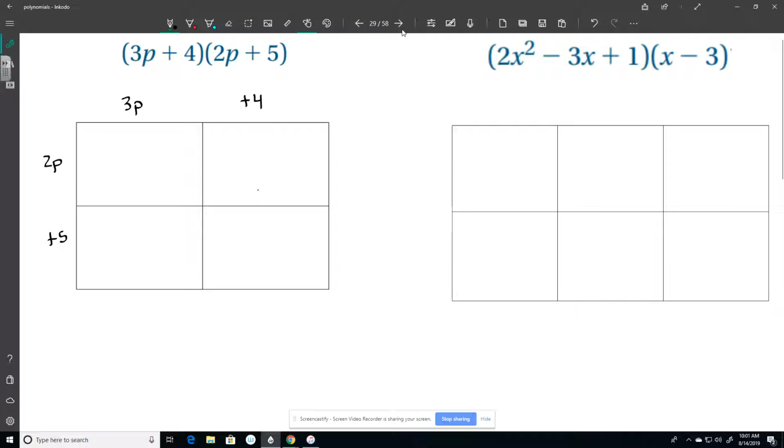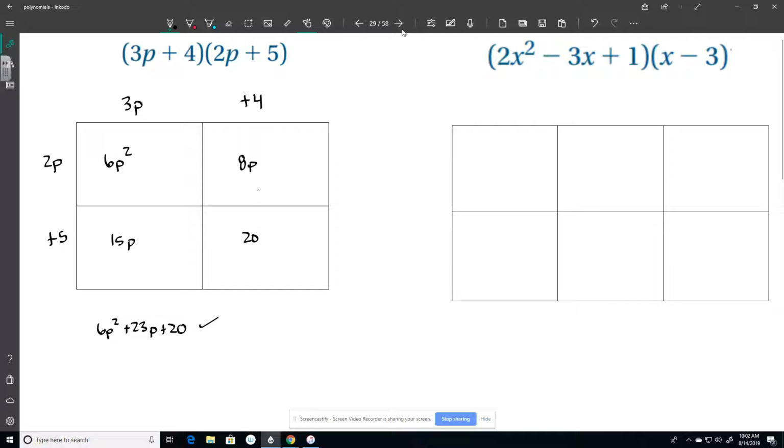And now I'm just going to multiply everything. 2p times 3p is 6p squared. 2p times 4 is 8p. 5 times 3p is 15p. And 5 times 4 is 20. I look for like terms, which are my p's. There's only one p squared, so I'm going to write that one first. And then I have 15p and another 8p. Those are both positive, so that's plus 23p. And then a 20, which is positive, so plus 20. That would be my answer.